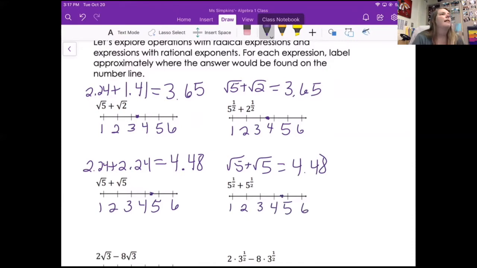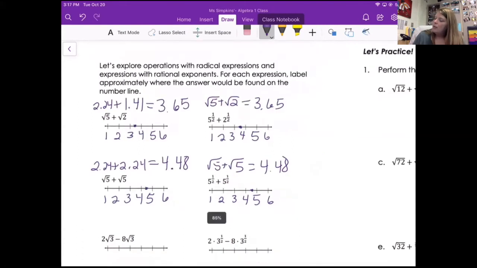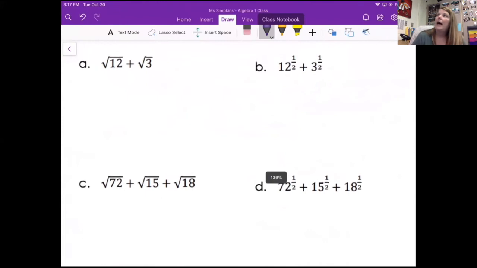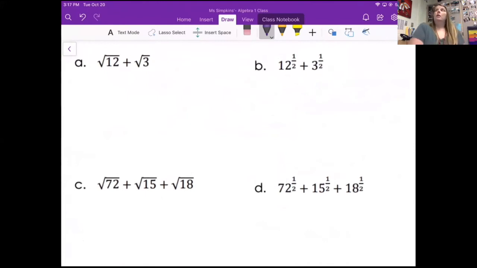We're not even going to do that last one. The reason why is this is what we are not doing. We are not getting decimal approximations because we want to be exact. So we have a different strategy of how to add or subtract things that have radicals. So if we look at A, it says the square root of 12 plus the square root of 3.